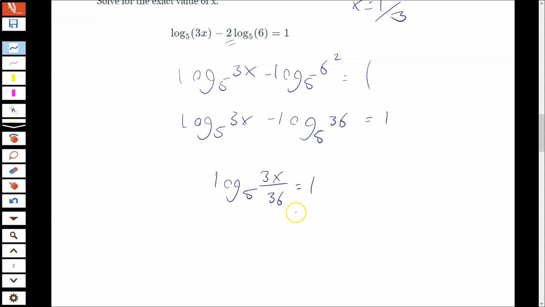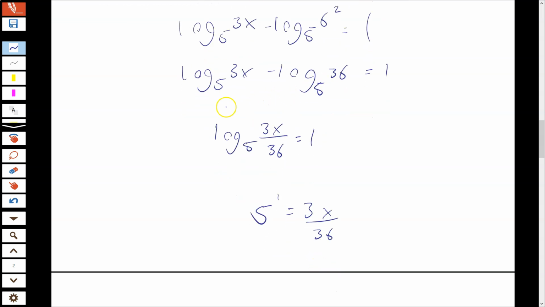Now I'm going to rewrite them. So my base is 5. My exponent is 1. So 5 to the first equals 3x over 36. That's really just 5. And then I can divide by 3 for both of these. So I'll get 5 equals x over 12. I divided the top and bottom by 3 like simplifying a fraction. And then I'll multiply times 12, so I'll get x equals 60.